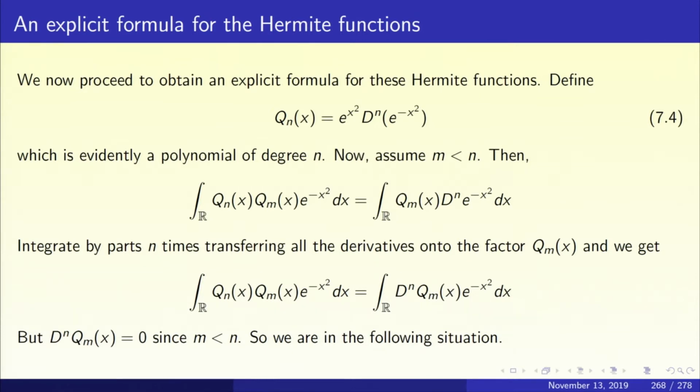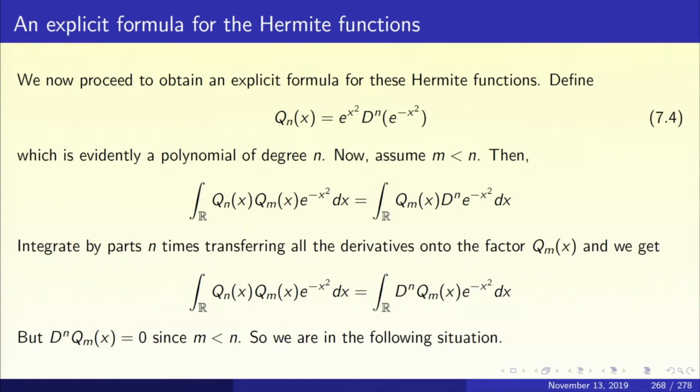What is q0 of x? You are not differentiating at all. If you are not differentiating at all, d0 of e to the power minus x squared is simply e to the power minus x squared, which cancels with e to the power x squared. So, q0 of x is 1, q1 of x is minus 2x. Now, differentiate e to the power minus x squared twice and multiply by e to the power plus x squared. You are going to be left with a polynomial of degree 2. By induction, you can prove that Qnx is a polynomial of degree exactly n.